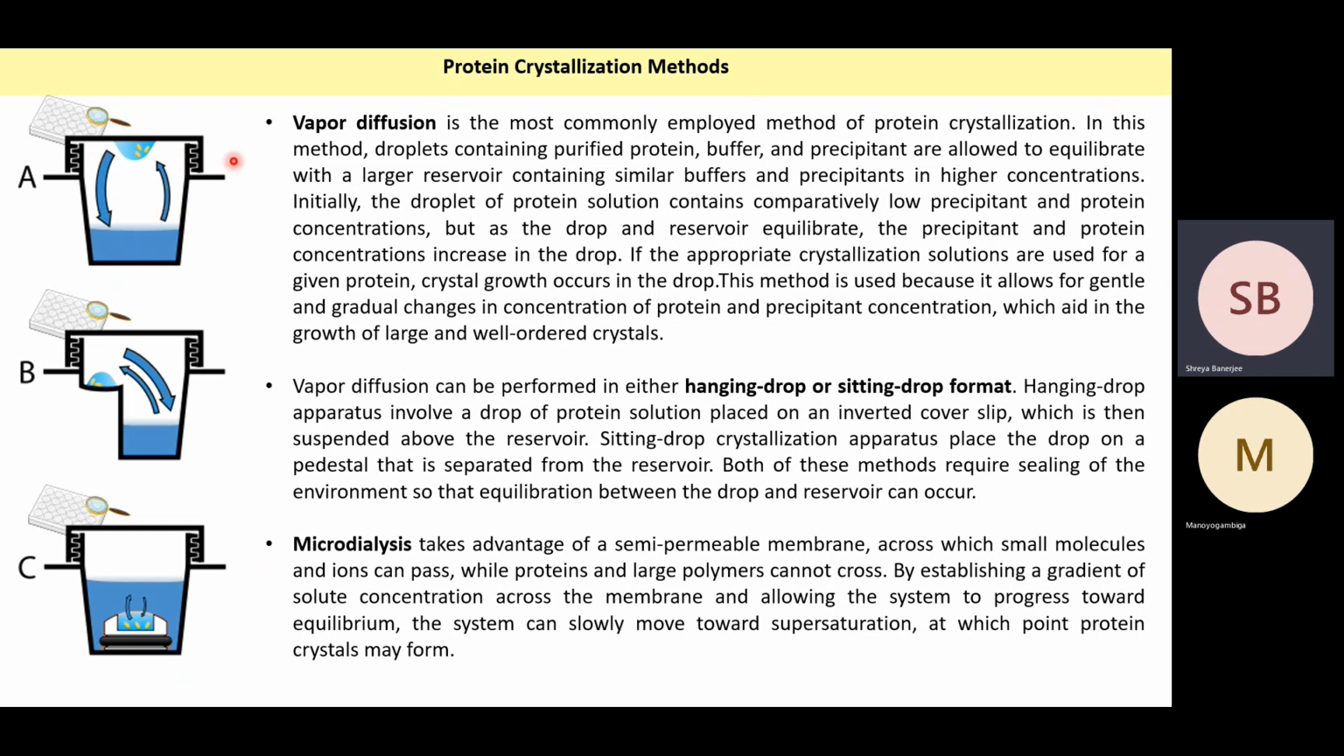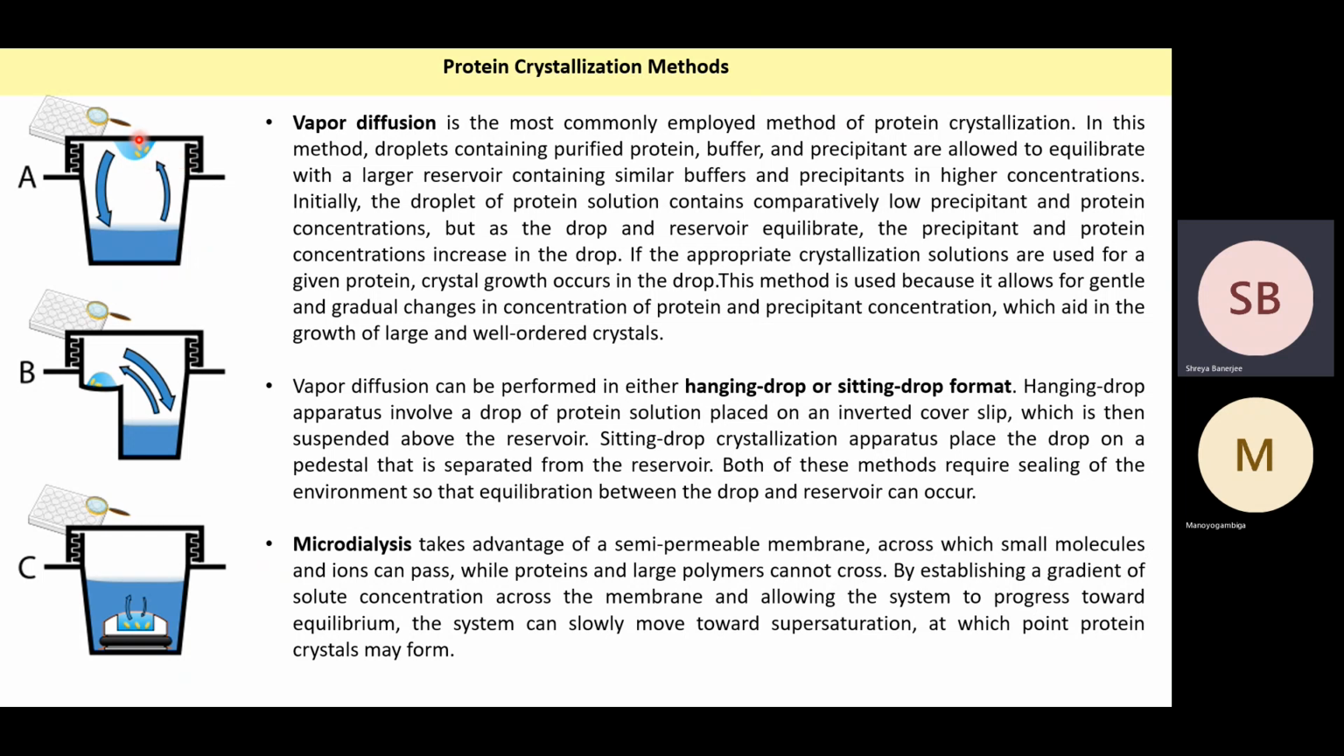So basically, in this vapor diffusion, it can either be hanging drop like this or sitting drop where the drop is sitting. Initially, the droplet of the protein solution contains lower precipitant and protein concentrations. But as the drop and reservoir equilibrate, the precipitant and protein concentrations increase in the drop.